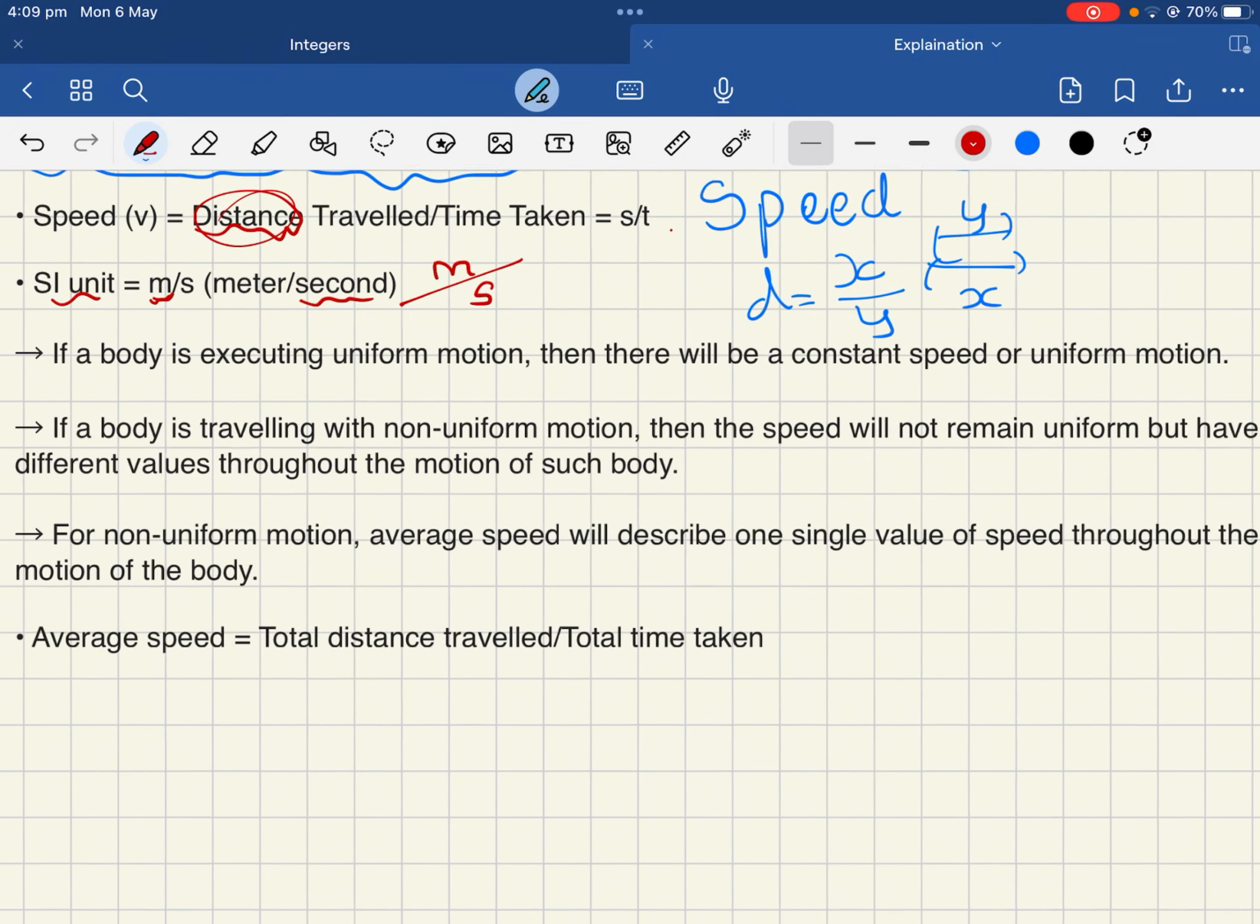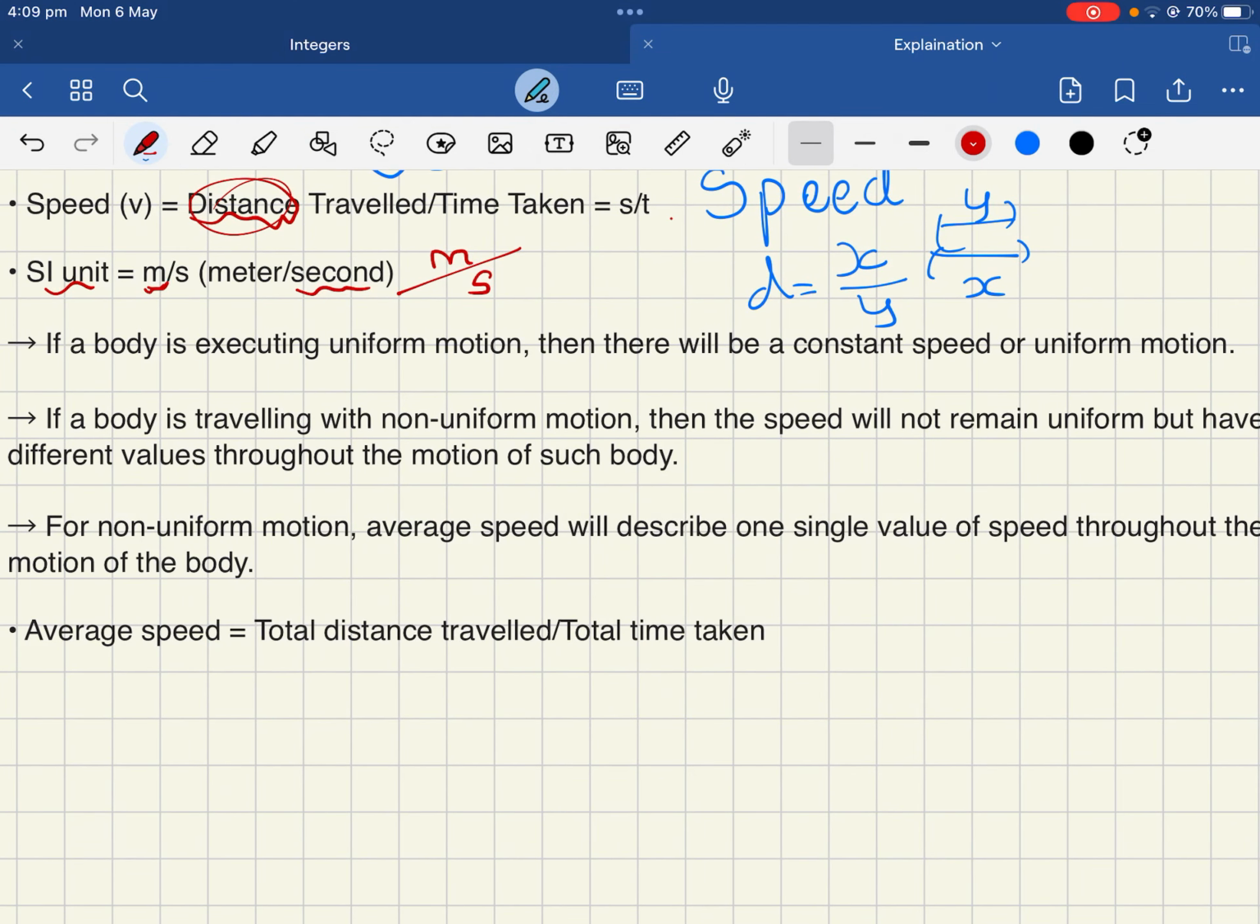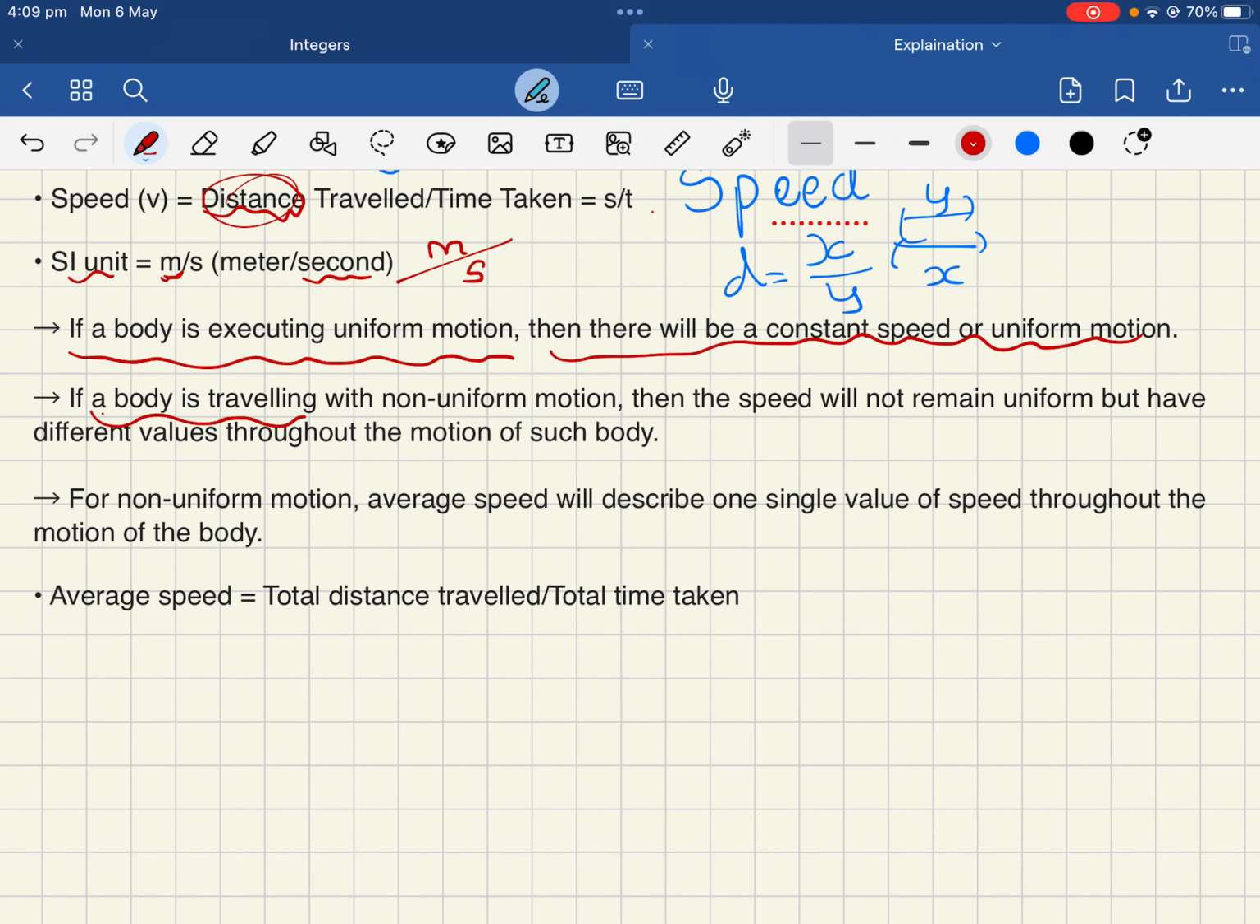Next we have constant speed. We have just studied about this. If a body is executing uniform motion, then there will be a constant speed. If a body is traveling with non-uniform motion, then the speed will not remain uniform but have different values throughout the motion of such body.